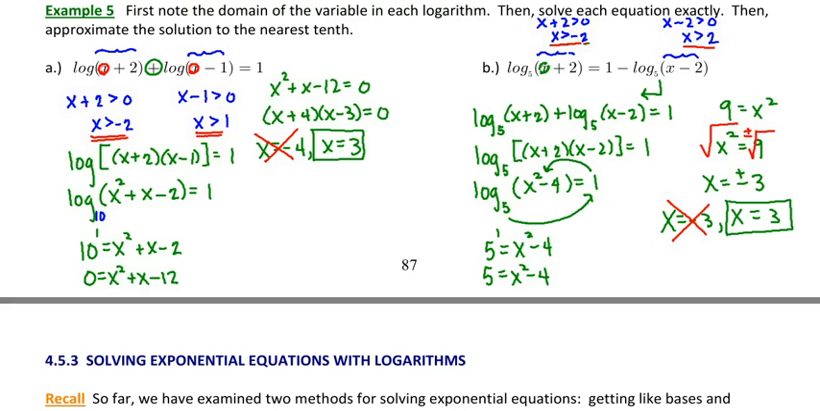So collect logarithms, condense logarithms, convert to exponential form. Collect, condense, convert, and then be sure to disregard extraneous roots.